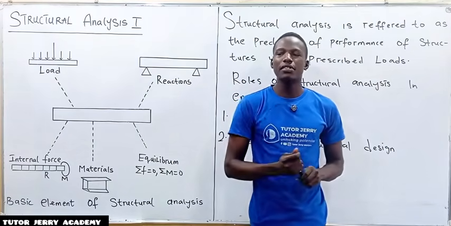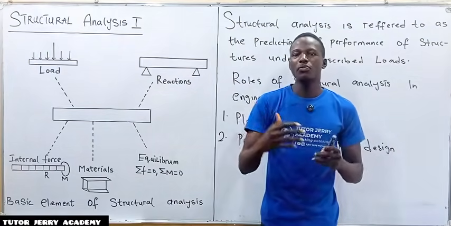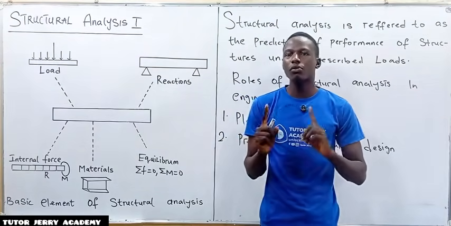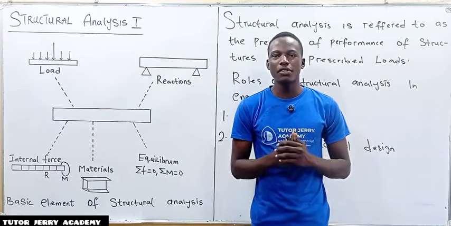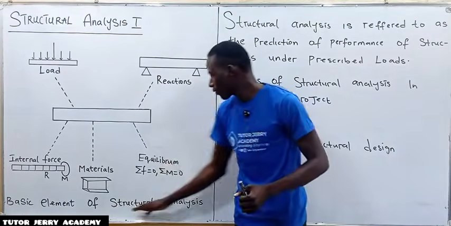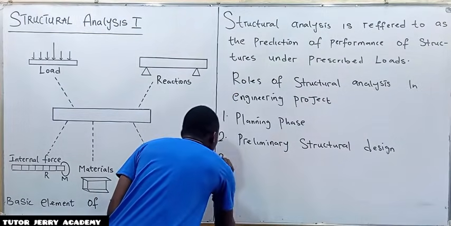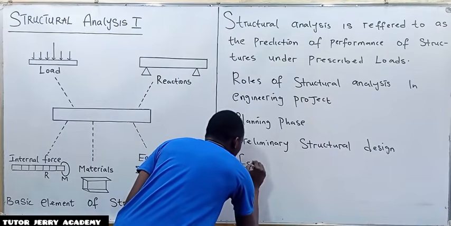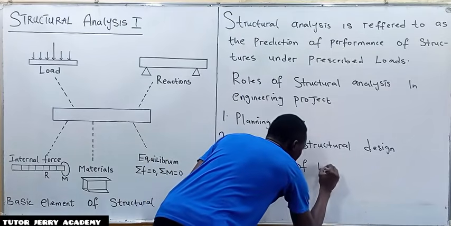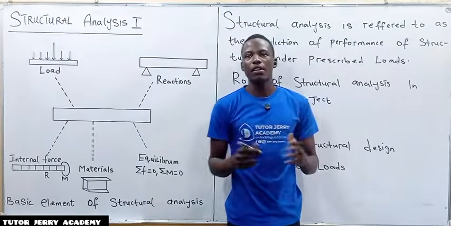So this stage is a very crucial stage because the structural engineer has to predict. This is where we bring in the knowledge of factor of safety and what have you. So the third rule of structural analysis in engineering projects is nothing but what? Estimation of loads. We also have loads here, which also form one of the basis of structural analysis. So we have three: estimation of load. Now the fourth one is nothing but what?